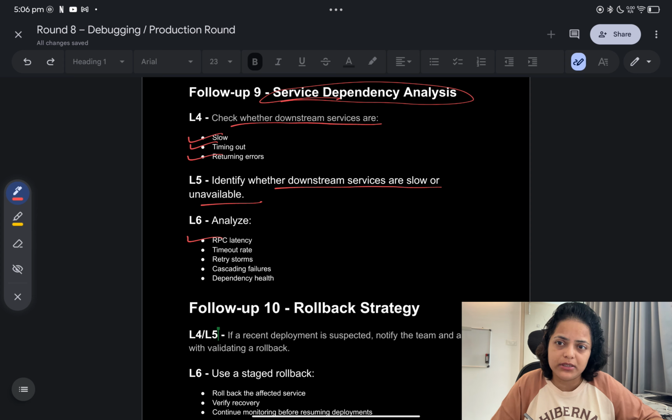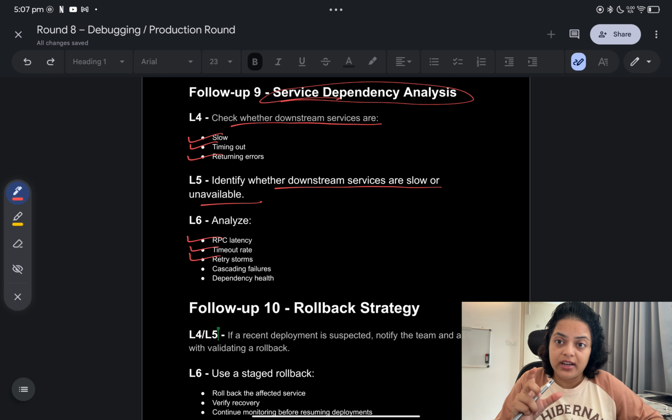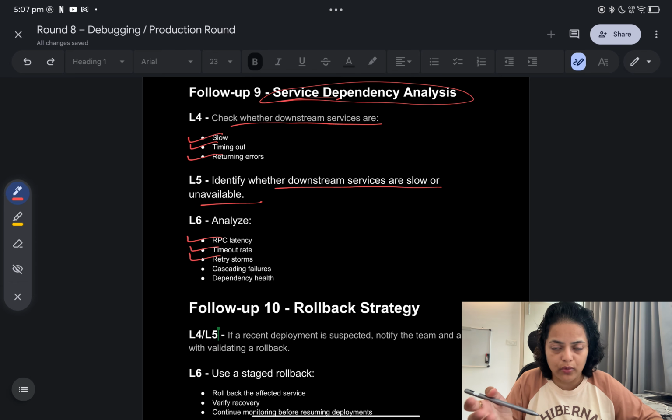I don't remember what RPC is. Request per cycle or something, right? Then timeout rate, and retry storms. Retry storms: we retry when a service is failing. If the service is failing, you are again retrying it. So lots of requests are accessing that service and it is failing, so lots of requests again and again retry that service, which can make the system slow down or shut down. That is called retry storms.